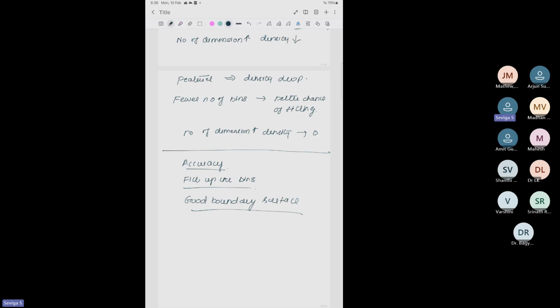Generally speaking, we need to keep our dimensions low, or at an optimal level, and we should have a lot of data points. The data points should be higher and the dimensions should be low, so that we have good density.